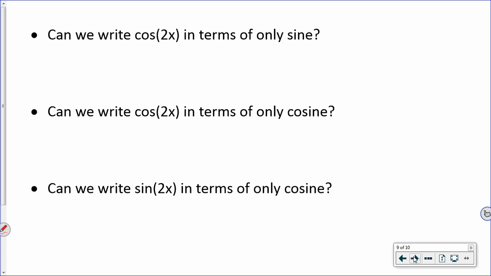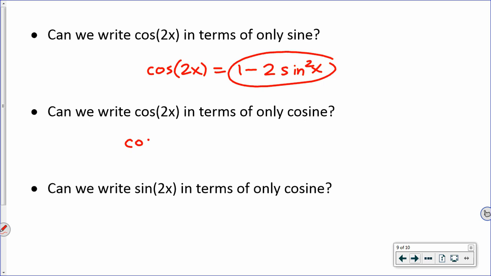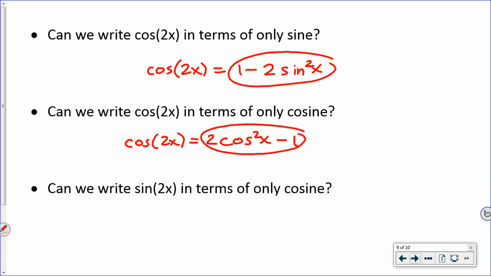So if we're asked to write cosine 2x in terms of only sine, we'll want to use the identity that looks like this. If we're asked to write cosine 2x in terms of only cosine, then we'll want to use the one that looked like this. If we want to write sine 2x in terms of only cosine, we're going to be out of luck because the identity for sine 2x was 2 sine x cosine x, and I don't have a way of replacing a single angle sine with anything in terms of cosine unless it was squared, and here it is not. So the answer to that question is no, we cannot write it in terms of only cosine.